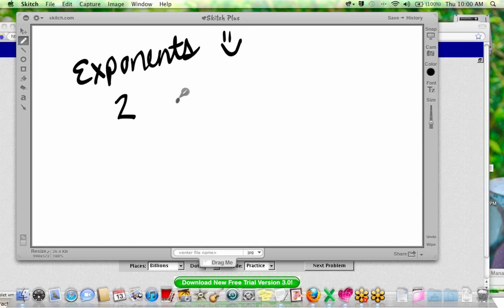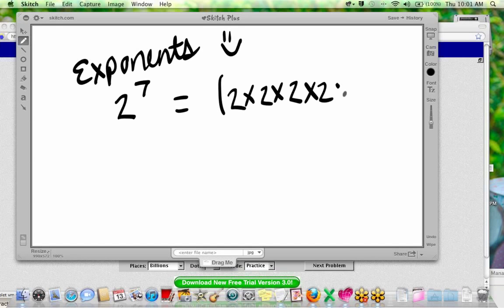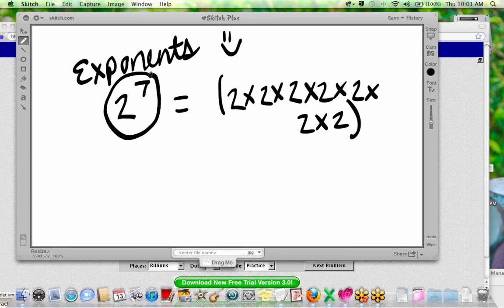Jack. Oh, go ahead and turn your microphone on. Sorry. All right. 2 to the 7th power. That's right. So what that means is every day for 7 days, he doubled the amount of fish. So this is what that looks like. 2 times 2 times 2, 4, 5, 6, 7. Okay, pretty easy stuff. This is called exponential notation.